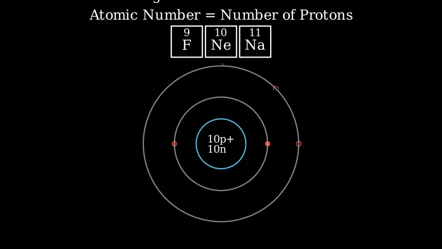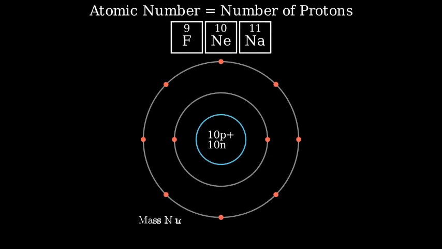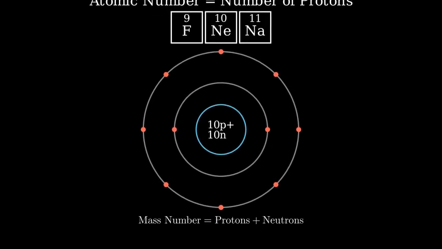Let's visualize the structure of this neon atom. In the nucleus, we have 10 protons and 10 neutrons. Around the nucleus, we have 10 electrons arranged in 2 shells, 2 in the inner shell and 8 in the outer shell. To find the mass number of this isotope, we add the number of protons and neutrons together.